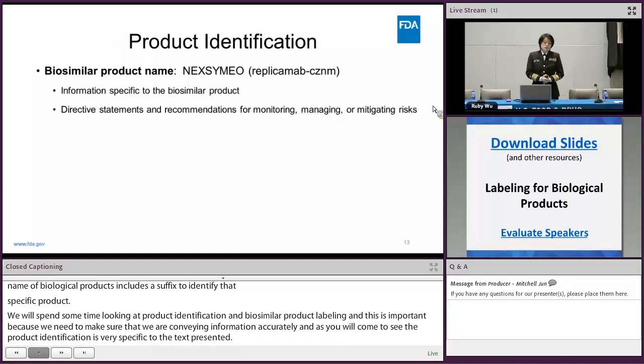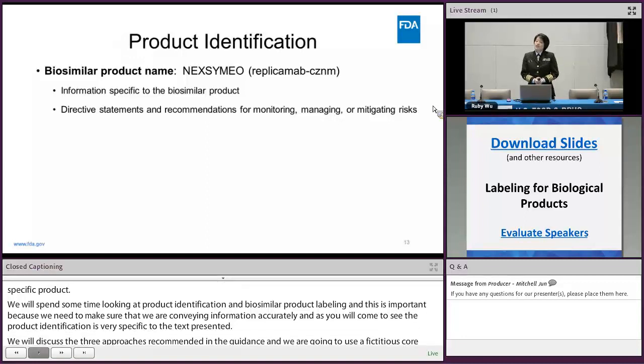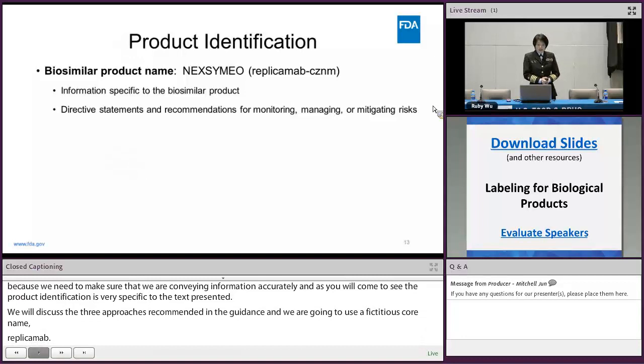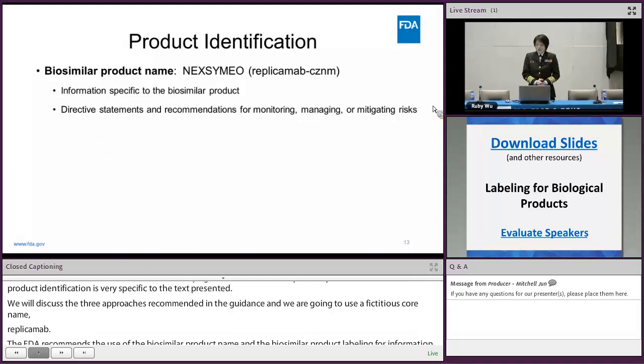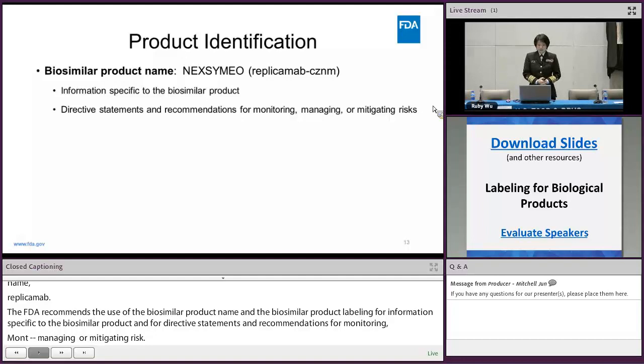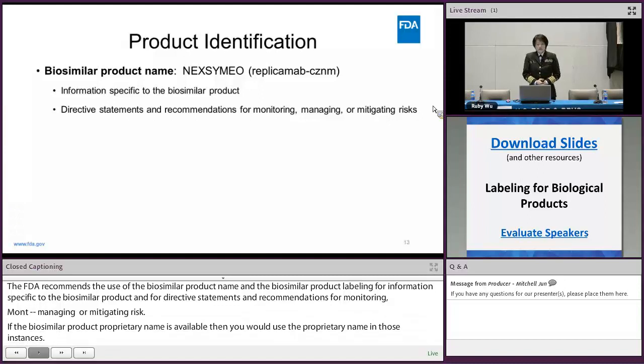So FDA recommends the use of the biosimilar product name in the biosimilar product labeling for information specific to the biosimilar product and for directive statements and recommendations for monitoring, managing, or mitigating risk. If the biosimilar product's proprietary name is available, then you would use the proprietary name in those instances. In the example, it would be Neximio. If the proprietary name is not available at that time, or if you're referring to the drug substance, then you would use the non-proprietary name. For example, replicamab-CZNM.